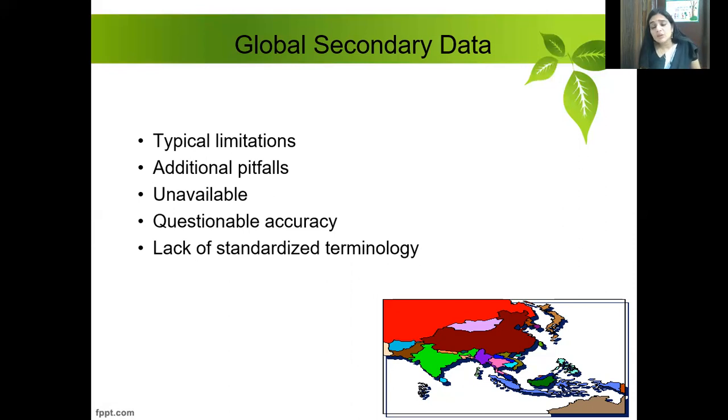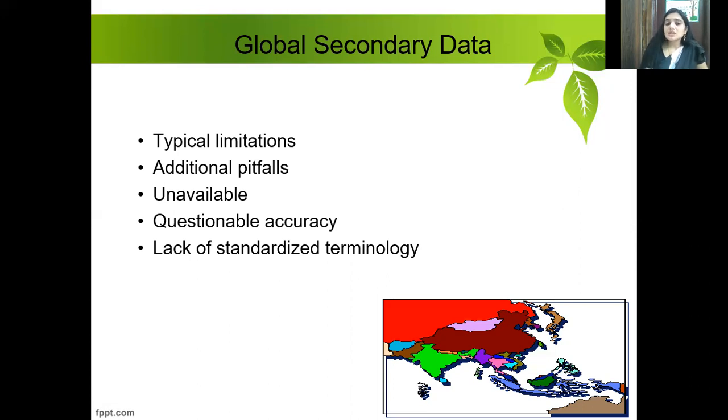Some data is not available. For example, you want to search data for 10 years, but 1 year's data in between is not available. Then you won't be able to complete 10 years for that company. Or maybe questionable accuracy. Yes, that is a very big question mark on secondary data. We are not 100% sure whether the data is accurate or not.